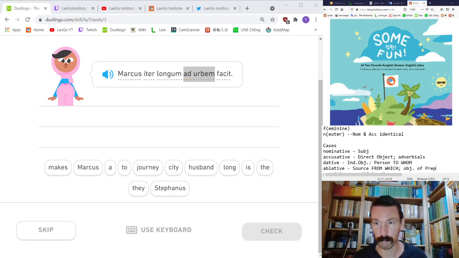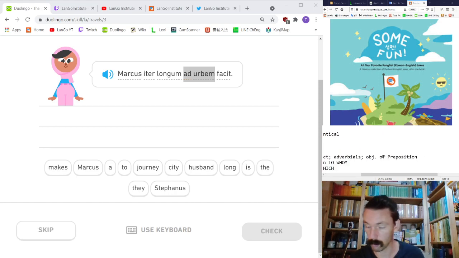Of. A preposition is a word like to, from, for, and so on. Oh, and I meant to say that about accusative. It's true of ablative nouns as a case as well.